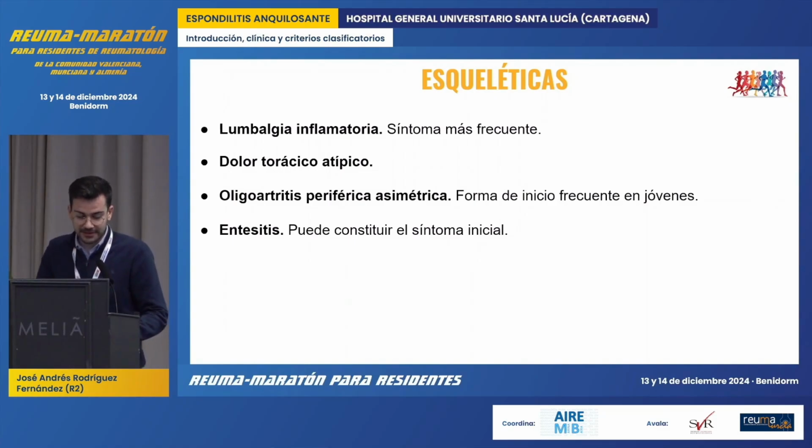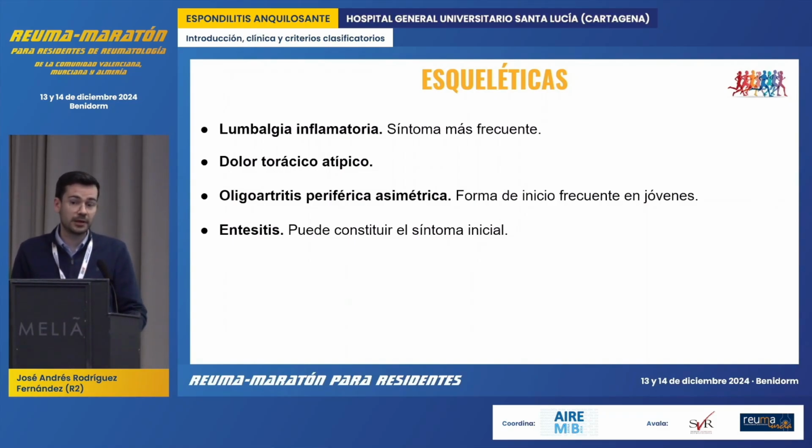Another skeletal manifestation can be mistaken for atypical chest pain due to involvement of the costochondral joints. This pain is sometimes confused with pleuritic pain because it worsens with breathing and with coughing. The pain even increases with palpation. There is also asymmetric peripheral oligoarthritis in some cases, and this is more common in the juvenile forms.